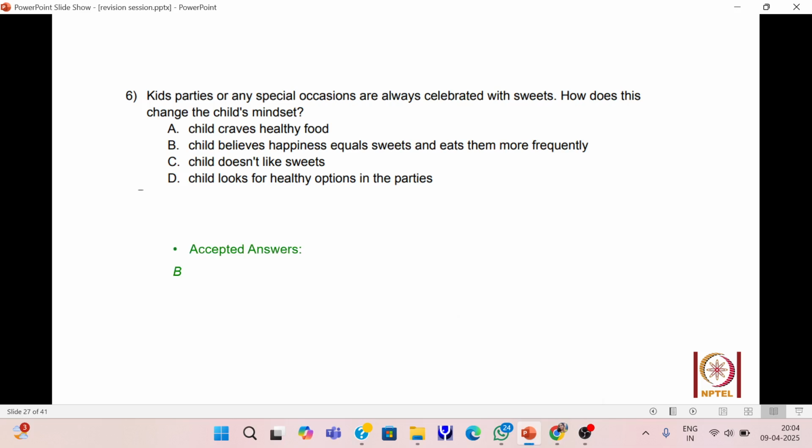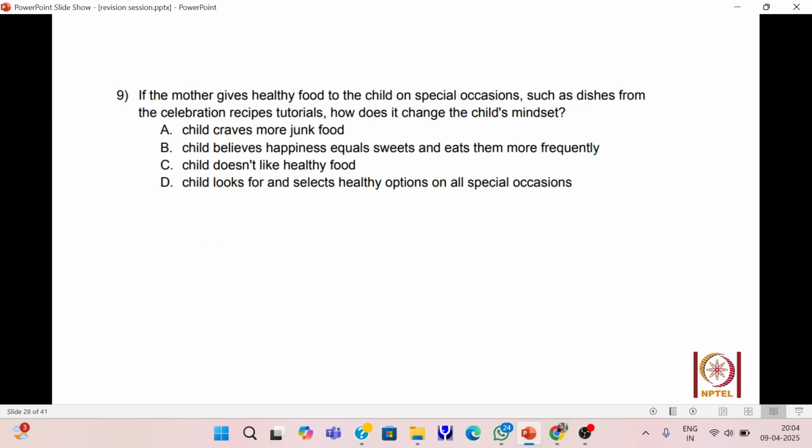Let's see what is the correct answer. It is B. Child believes happiness equals sweets and eats them more frequently. Okay. Moving on to the next question. If the mother gives healthy food to the child on special occasions such as dishes from the celebration recipe tutorials, how does it change the child's mindset?